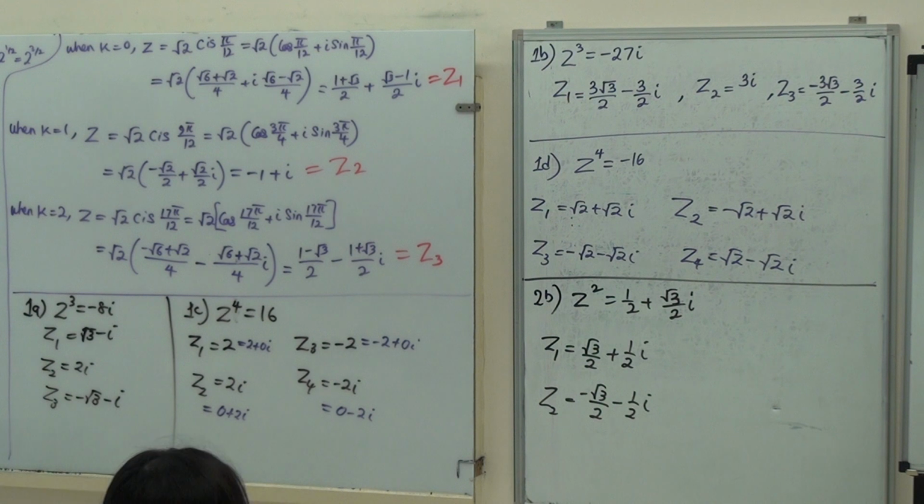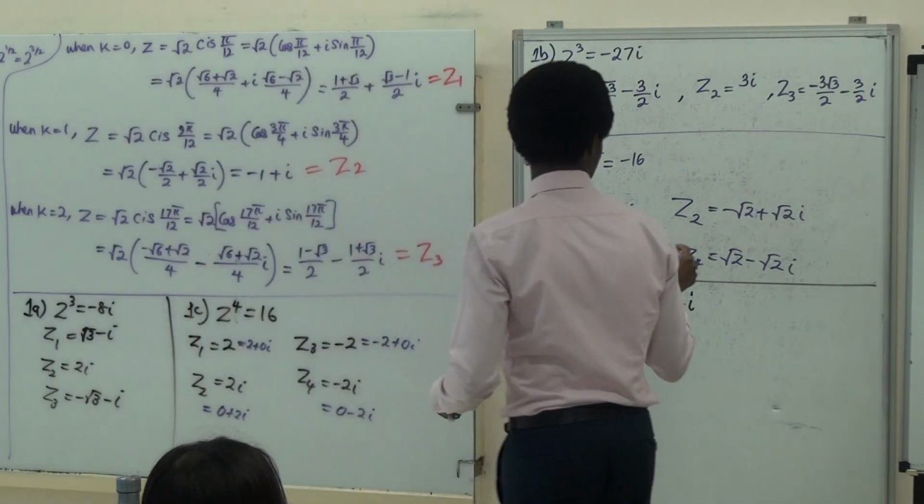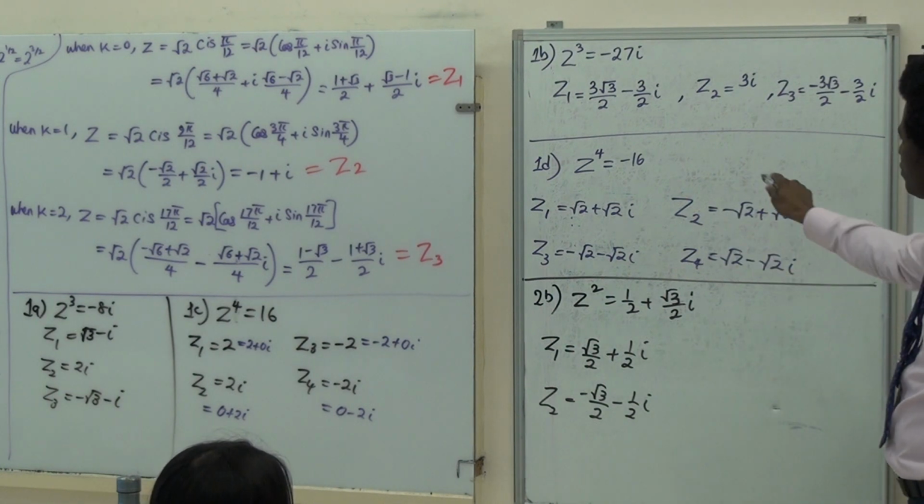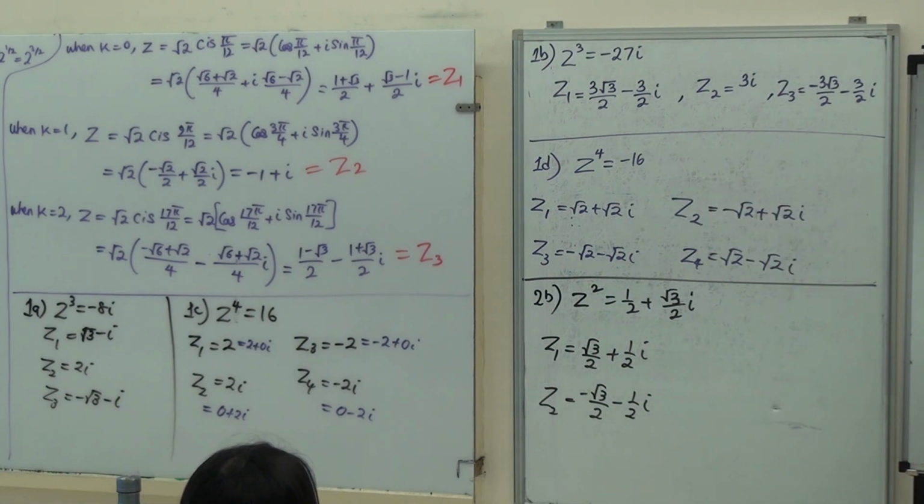Now, what do you notice here? Look at these 4 results. Give me some observation. The signs are opposite. Signs are opposite in which one and which one? For 1D, Z1 and Z3 are opposite of each other, as well as Z2 and Z4.